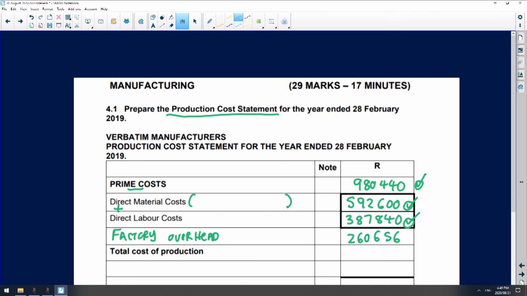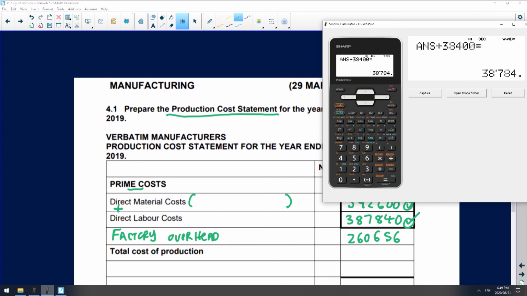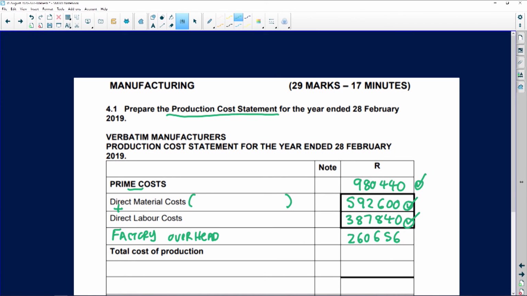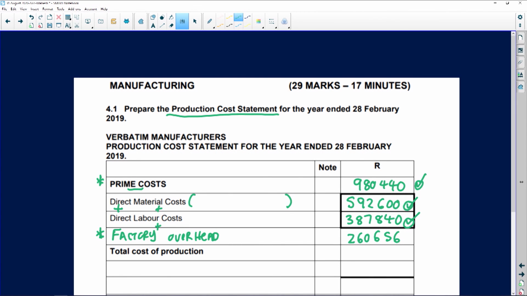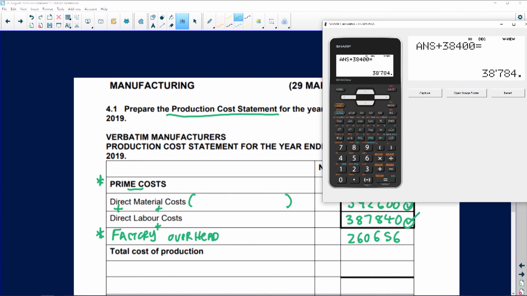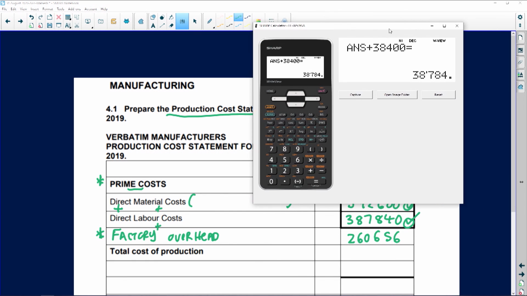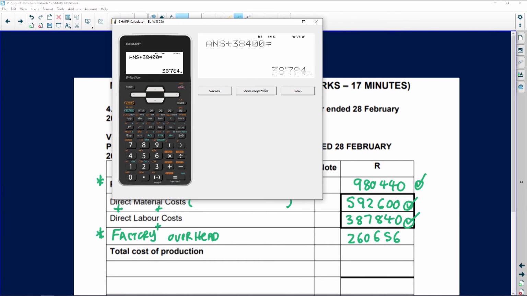So remember, your total cost of production will be direct material plus direct labor plus factory overheads, or prime cost plus factory overheads. Doesn't really matter which method you choose. Okay, oh, now this calculator is not being too nice. Let's just move this. Okay, there we go. So 980,000.